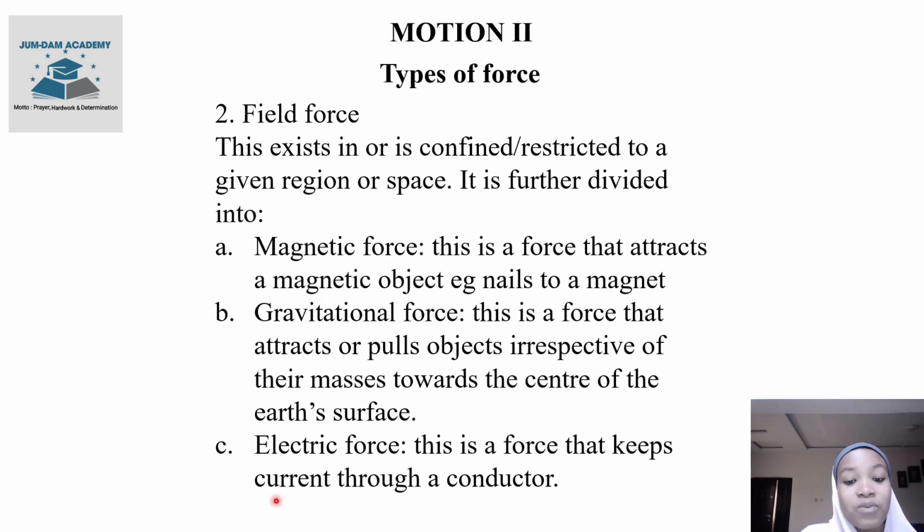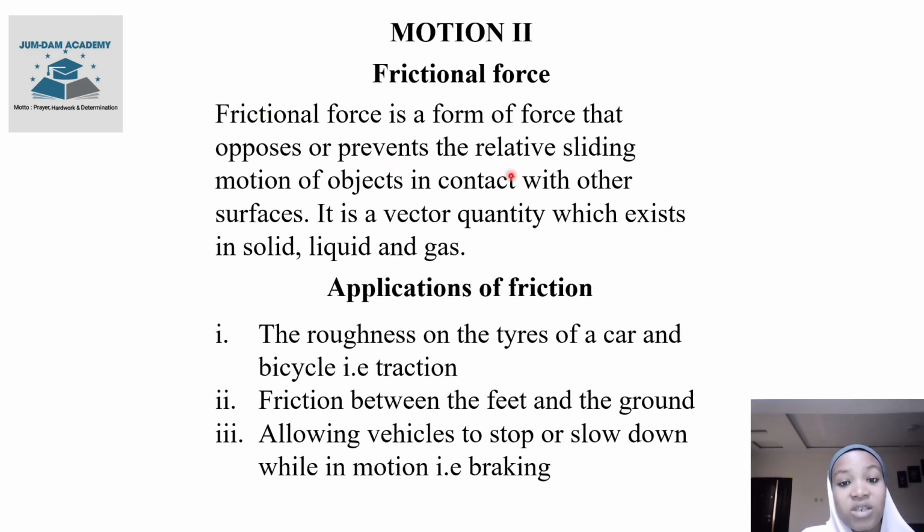Then we have electric force. It's a force that keeps current through a conductor. We'll explain that further. Then frictional force, which is a type of contact force, is a form of force that opposes or prevents the relative sliding motion of objects in contact with other surfaces. So let's consider this. When you put your hand up like this and you place your other hand on top of it, why is your hand not just sliding off to fall down?